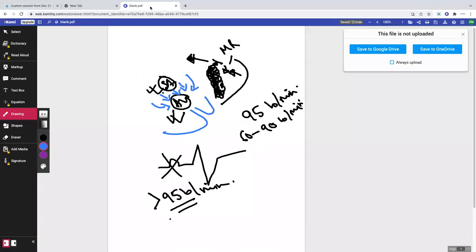That is because the AV node has a rate slowing activity. There is a temporary inactivation of the sodium channels in the AV node. As a result, there is a rate slowing activity. So that is the answer to that question.